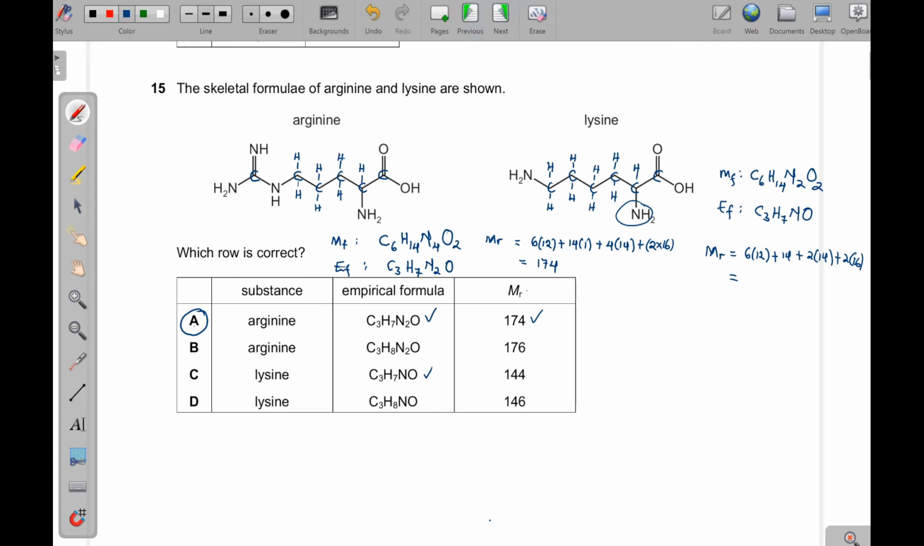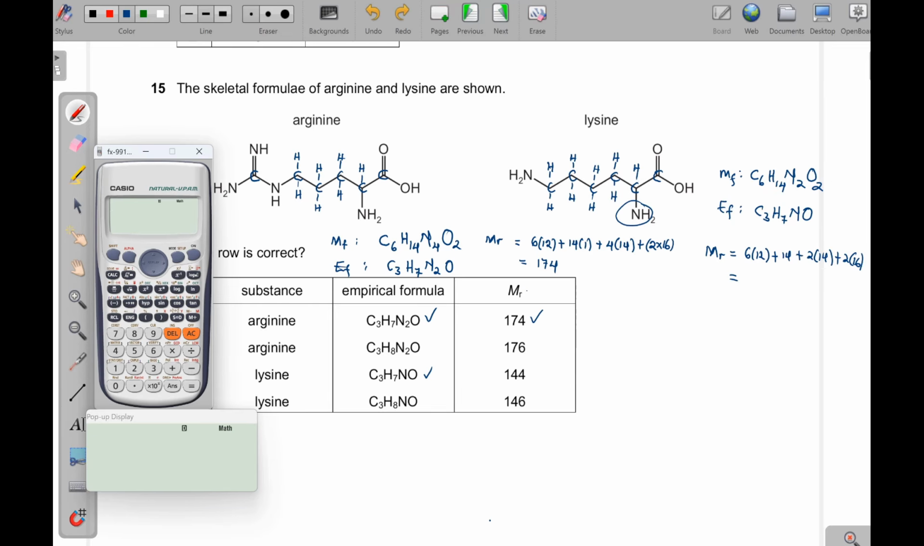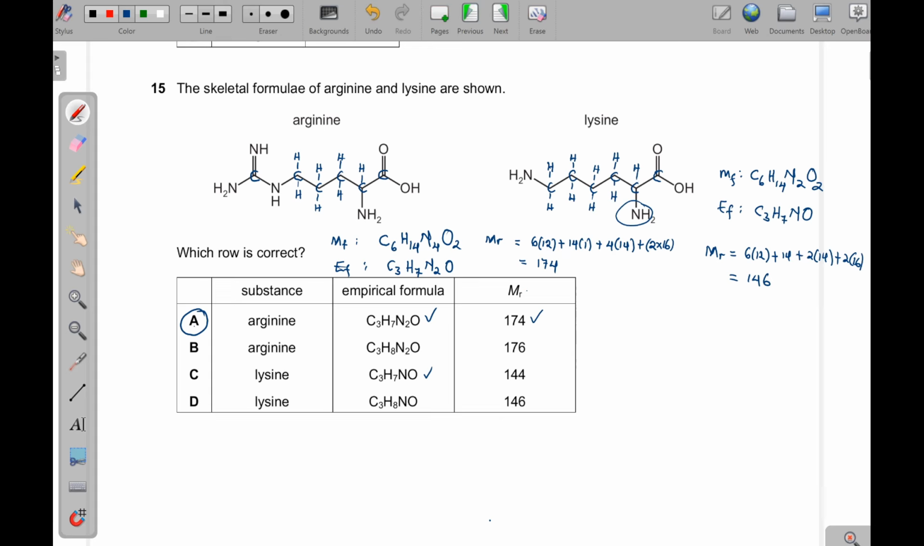Remember, when we are finding the relative molecular mass, we use the molecular formula. We don't use empirical, okay? Remember, 6 times 12 is what? 72. Yes, we have 72. Then plus 14, plus 2 into 14. Then plus 2 times 16. That one gives us 146. 146. But here they are giving us 144. You see that? Then when we come to this one, it is a wrong empirical formula, yet the molecular formula is correct. So that means our answer is A.